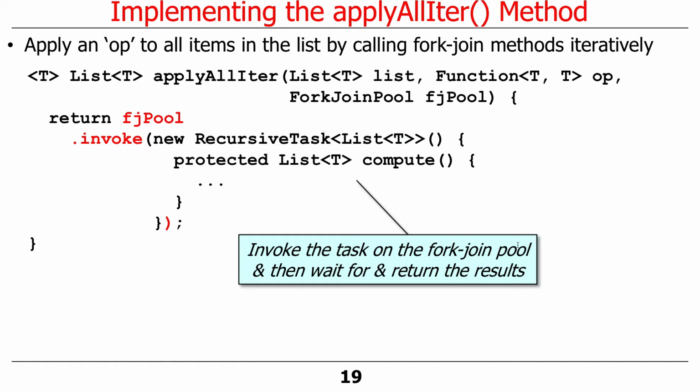Okay, so once we create this task, it's going to run at the outermost level. It is then passed as the parameter to invoke. And invoke, as you may recall from our discussion last time, is going to go ahead and invoke the task on the fork join pool, and then it's going to wait for and return the results. And the results are going to come back as a list of big fractions that have been reduced and multiplied. All right, so that's kind of the big picture view.